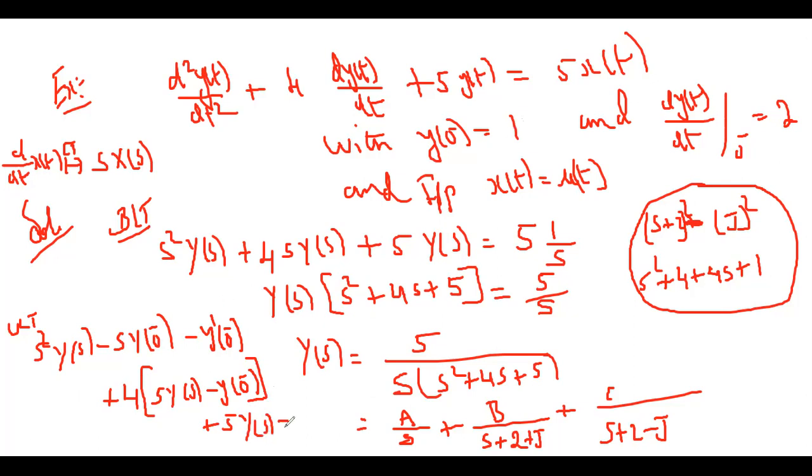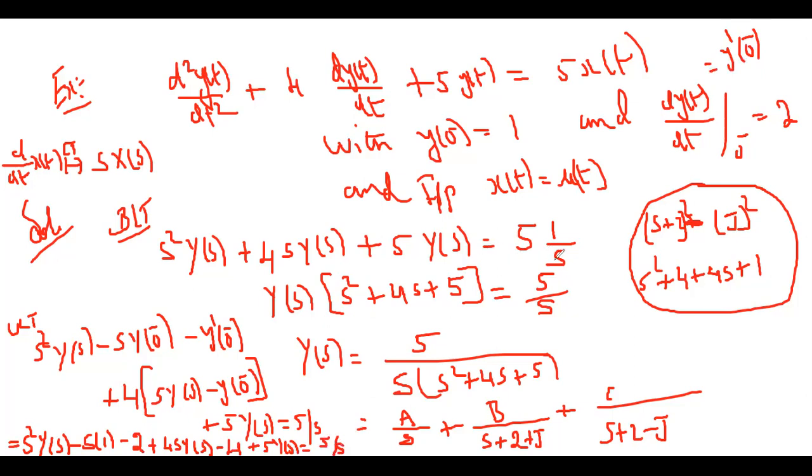And this equation is equal to 5 by s, because X of s is equal to s square Y of s minus s into y of 0 minus, which is given as 1, minus y dash of 0 minus, which is 2, plus 4 into s Y of s minus 4 y of 0 minus, which is 1, so minus 4, plus 5 Y of s is equal to 5 by s.